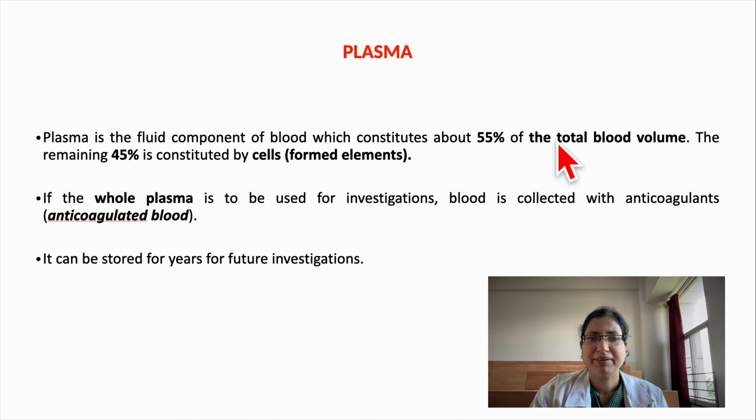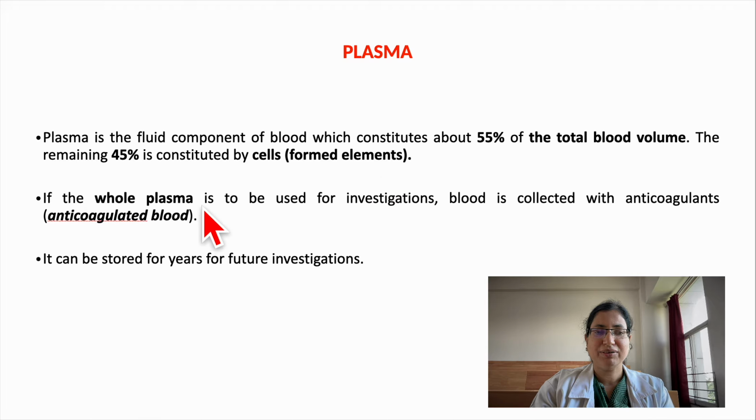Then what is plasma? Plasma is the fluid component of the blood which constitutes about 55% of total blood volume. This is an MCQ. 55% of the total blood volume is plasma. The remaining 45% is constituted by cells or formed elements like RBCs, WBCs and platelets. So if the whole plasma is to be used for investigations, blood is collected with anticoagulant. It can be stored for years for future investigations.